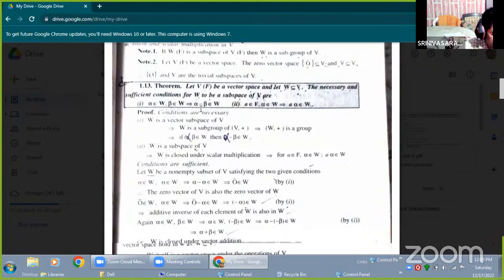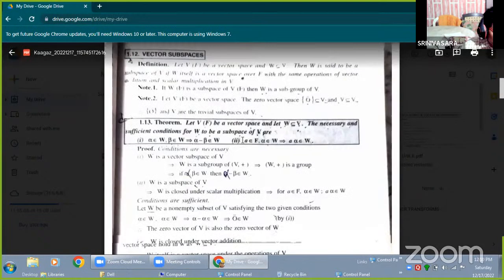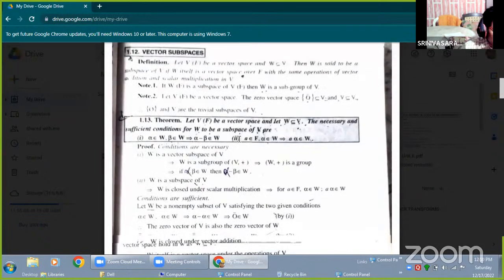Subtraction can also be written as plus or minus. Now plus of minus is minus, so that's why alpha minus beta belongs to W. In the same manner, here A is the field element and alpha is the subspace element. Here A alpha means scalar multiplication must hold in the subspace. Okay, that's enough. This is one of the important necessary and sufficient conditions of a subspace.